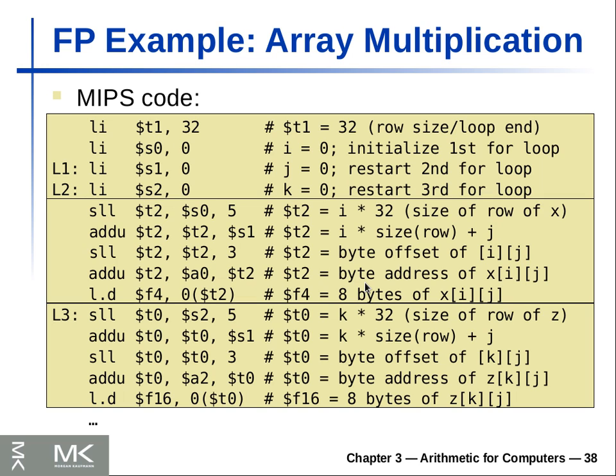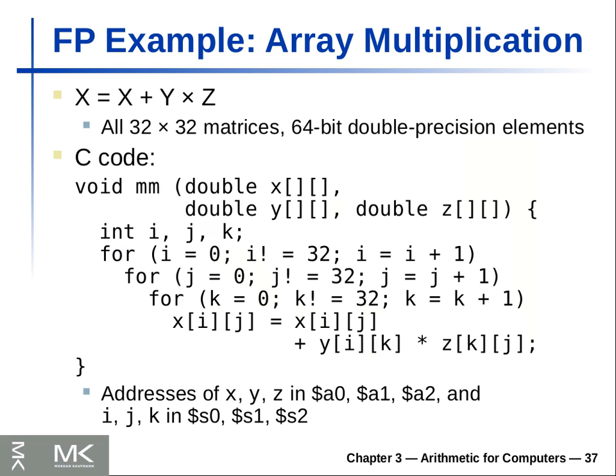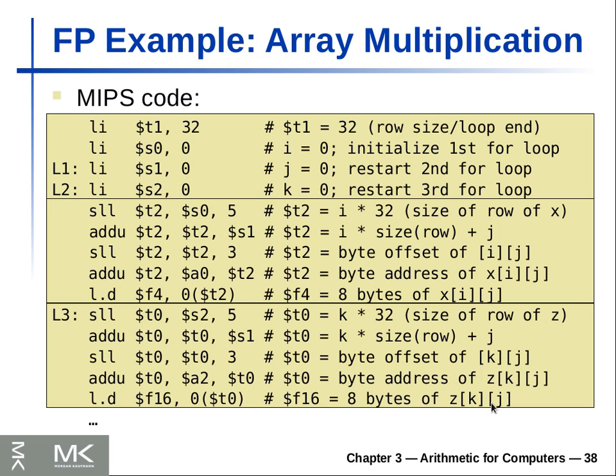All right, we're going to do the same thing again because we have to get it for Y and Z, but this time they're going to store Z sub K sub J to F16, so F4. Let me go ahead and write this to the side. F4 is equal to X sub I sub J. And then we have F16 is equal to Z sub K sub J.